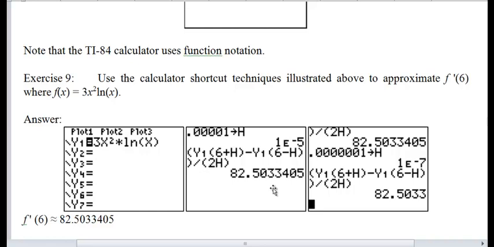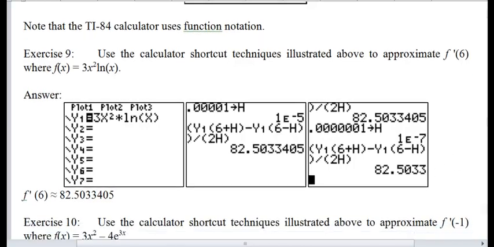82.5033405. I tried it with a much smaller h, and at least it agreed out to the 0.5033, so it's good that far. Again, we lost some digits because I probably got a little bit too small for the h for us to have any more digits past that. If I start getting smaller h's, I'm going to lose even more digits.